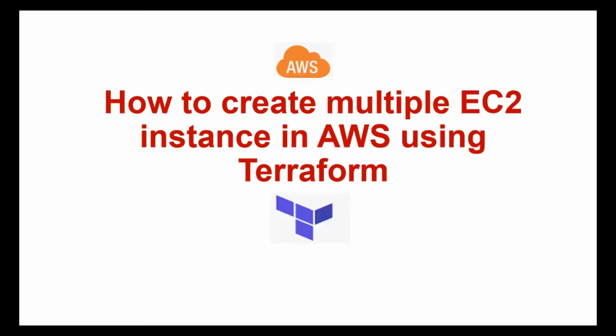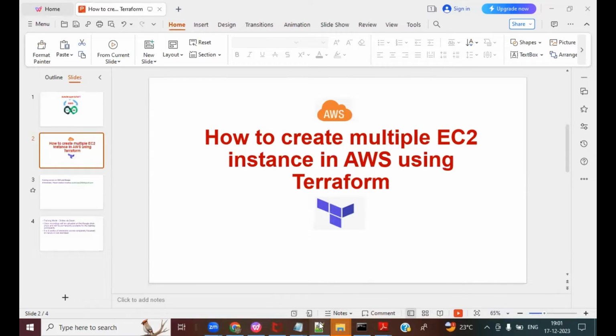So in this video, we will see how to create multiple EC2 instances in AWS using Terraform. If you have not watched my previous video on Terraform, in which I discussed how to install Terraform, configure Terraform, and launch an EC2 instance, you can click on the link above and go through that video. In this video, I'm going to discuss a small change in the Terraform manifest file that will help us launch multiple EC2 instances. So let me directly go ahead to the configuration file.